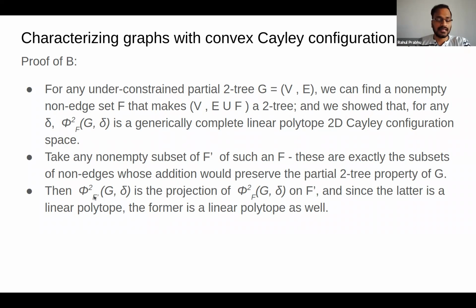Therefore, the Cayley configuration space on any of these subsets is a projection of the entire configuration space with all the non-edges on these F dash that you have chosen. And because we proved in the first part that this portion, that is the Cayley configuration space on the non-edges that completed to a two tree, was a polytope, its projection is also a linear polytope.